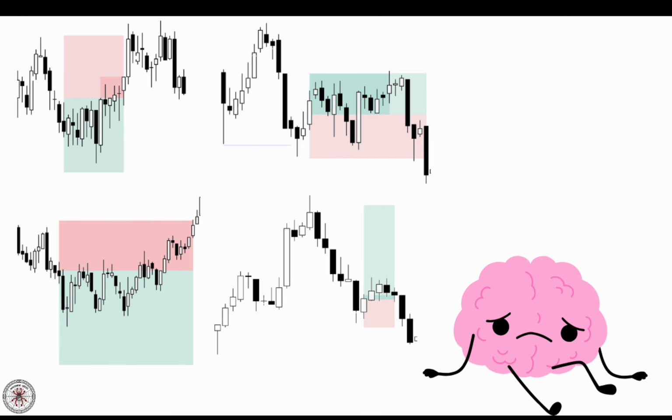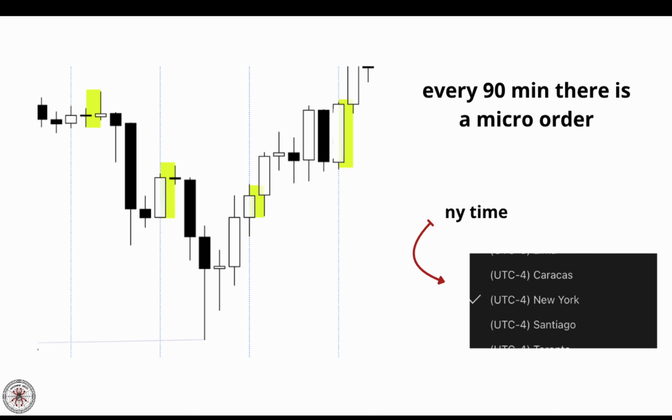All right, I'm going to try to explain it as simply as I can, and we share everything for free for everyone for the first time. Let's go. What is the 90-minute cycle? First of all, every 90 minutes there is a micro order. That's the logic. Every 90 minutes there is a micro order price.